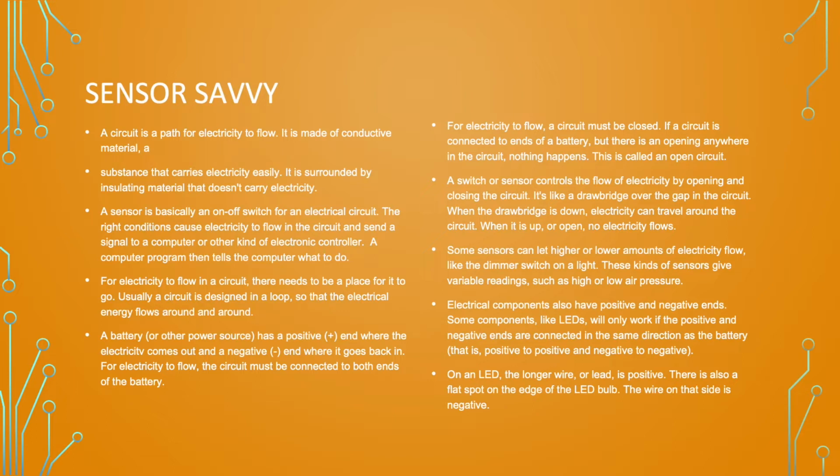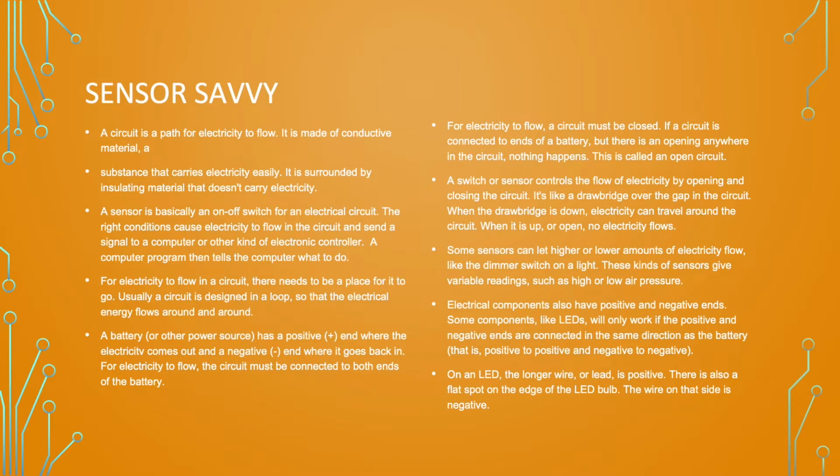A computer program then tells the computer what to do. For electricity to flow in a circuit, there needs to be a place for it to go, usually a circuit designed in a loop, so that the electricity flows around and around. A battery or other power source has a positive end where the electricity comes out and a negative end where it goes back in. For electricity to flow, the circuit must be connected to both sides of the battery.